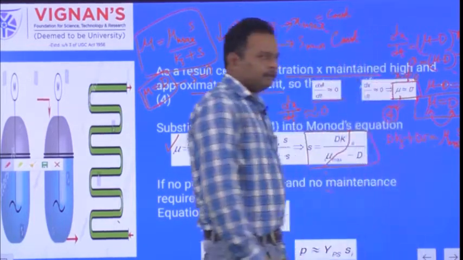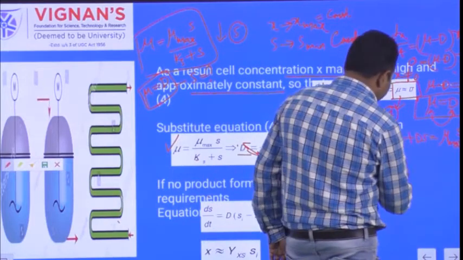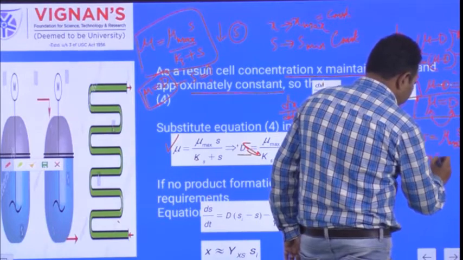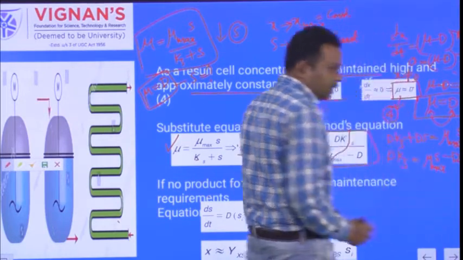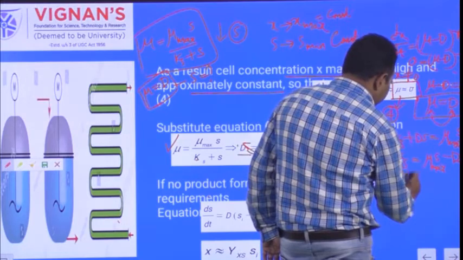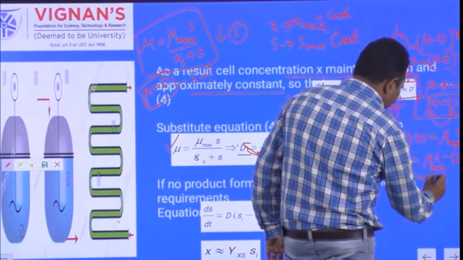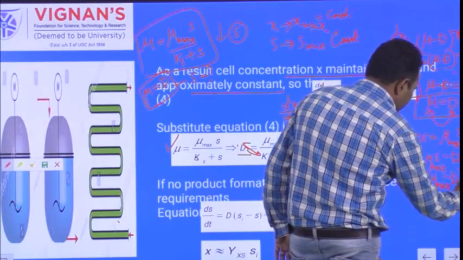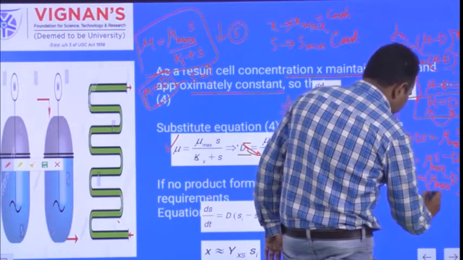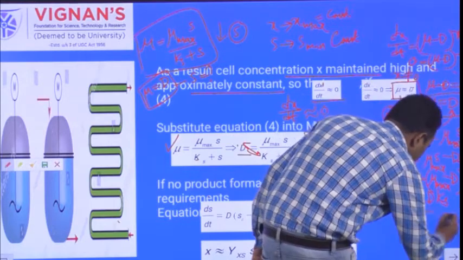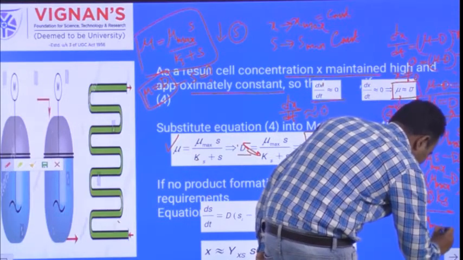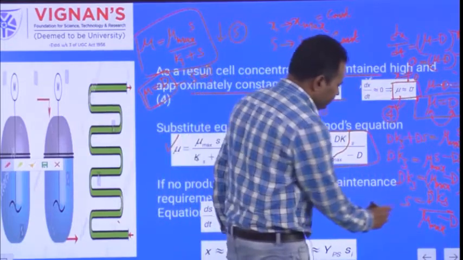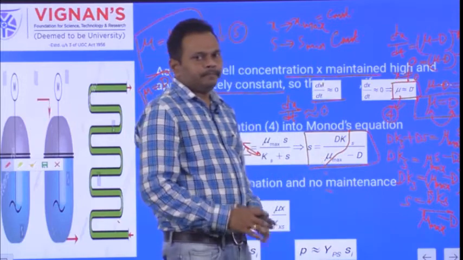Bring all S terms to one side. On the left-hand side, D Ks is equal to, on this, mu max into S minus D S. On the right-hand side, take S common. On the left-hand side, D Ks retain as it is, and take S common on the right-hand side: mu max minus D into S. From this, S is equal to D Ks by mu max minus D. So this is the substrate concentration within the fed batch fermenter at any particular time t.